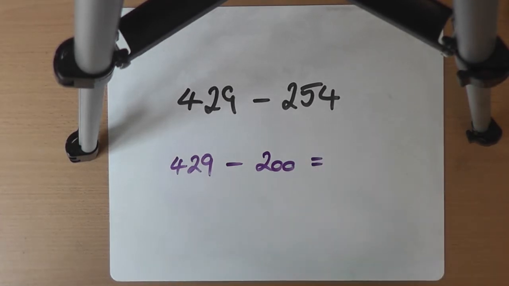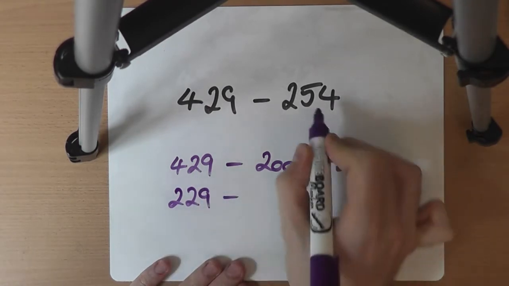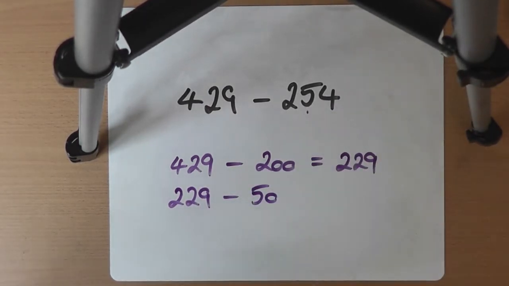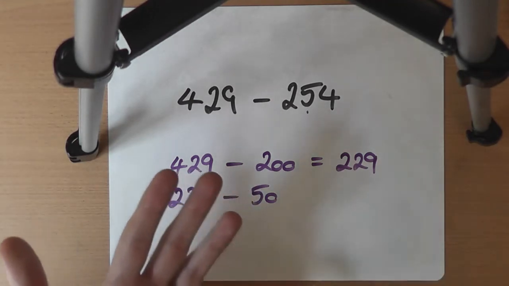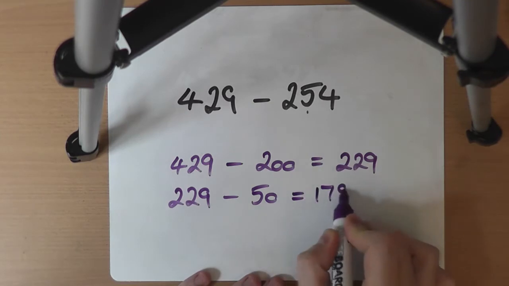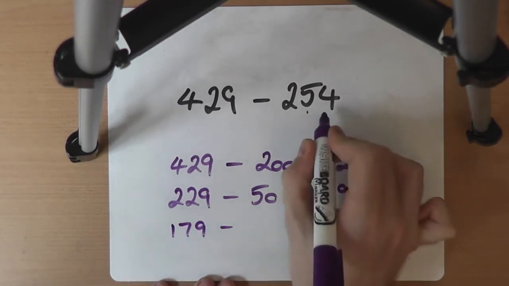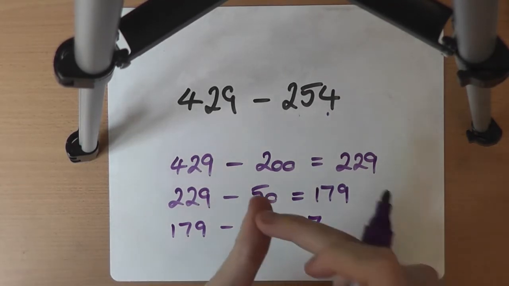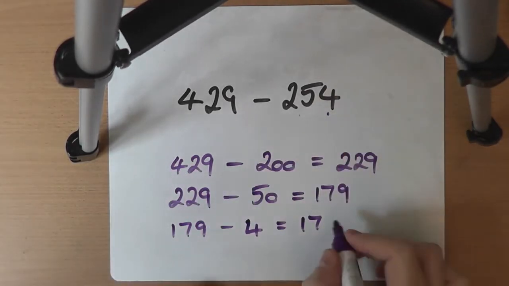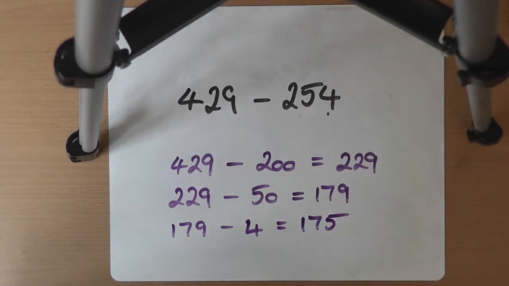429 take away 200, well, 100 less than 429 would be 329, another 100 less, 229. We could then go back from the 229, 50 less. That 5 there in the 254 is a 50. So 50 less, count backwards in tens perhaps. 229, 219, 209, 199, 189, 179. And then we could go back from 179, 4 units, take away the 4: 178, 177, 176, 175. 175 there for our answer overall.